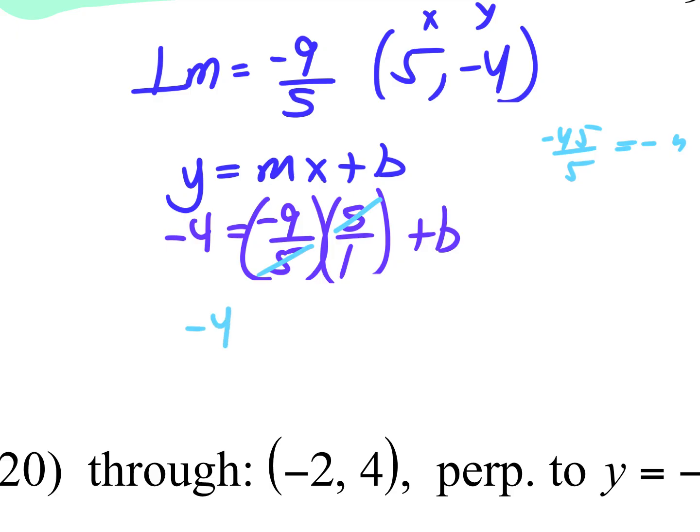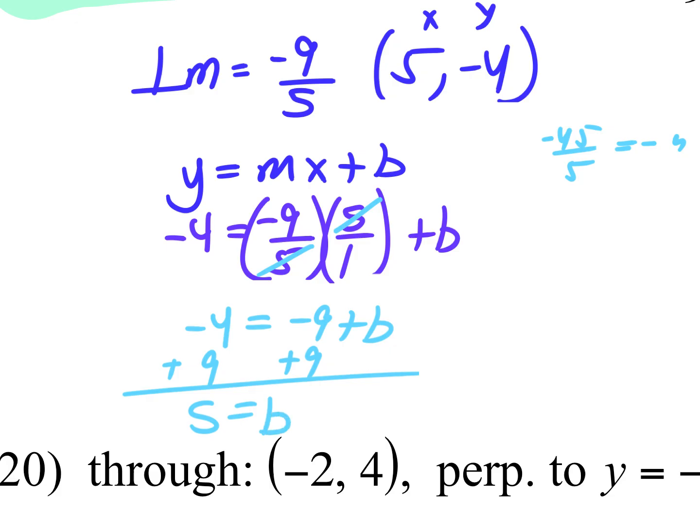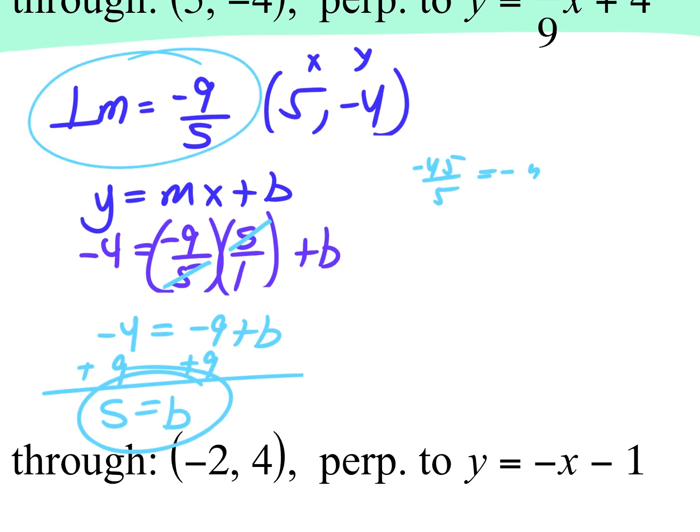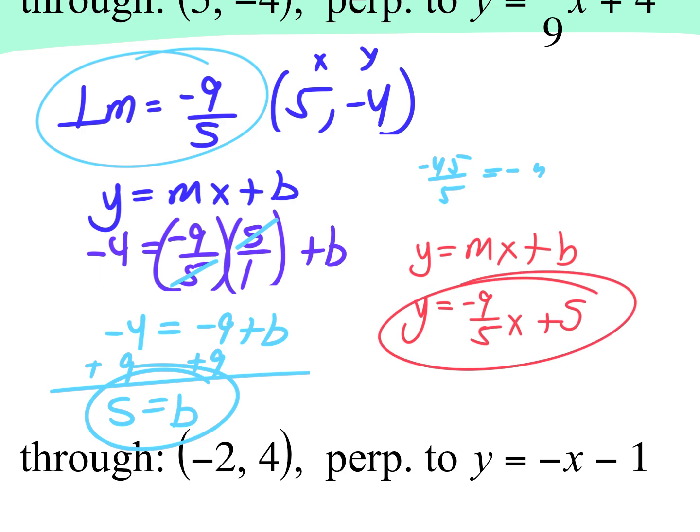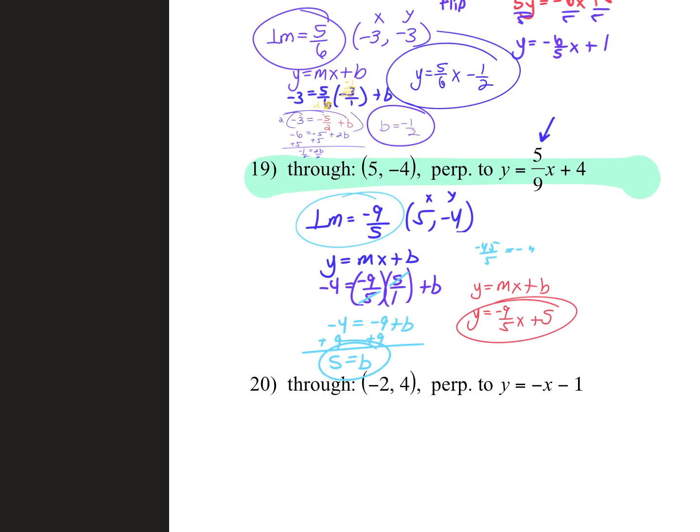So I end up with -4 equals -9 plus b. And then how do I get b all by itself? Add 9 to both sides. So 5 equals b. So here's the slope I need. Okay, so now we have the slope that we need, and we have our y-intercept. So let's write the equation of our line. Y equals mx plus b. Y equals what? -9/5 x plus what? Perfect. Plus 5. Very good.